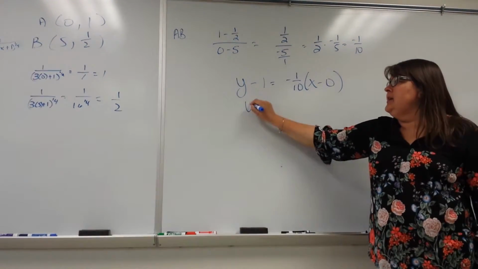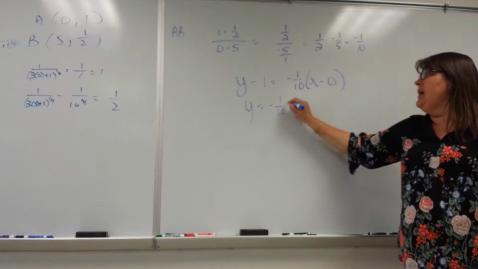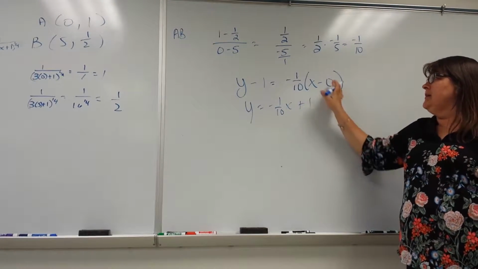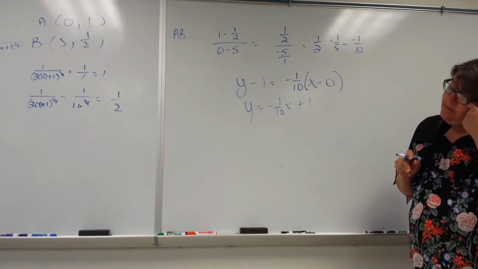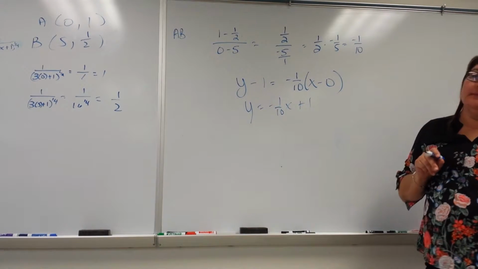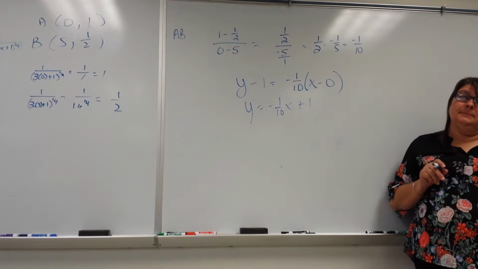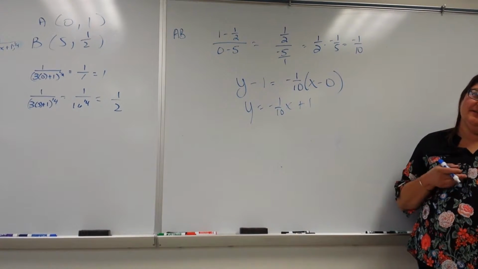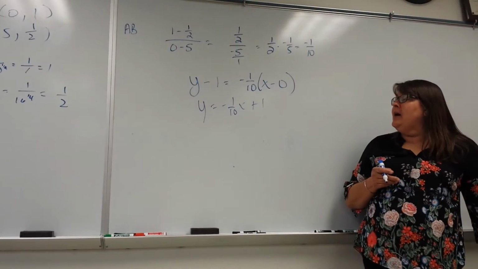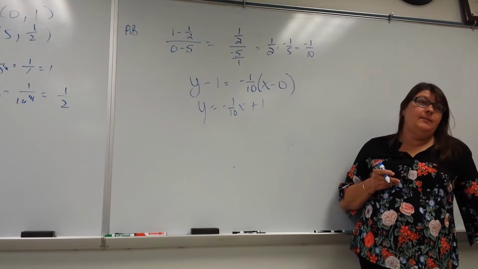So y is equal to negative 1/10 x plus 1, because I multiply the 0 through and add 1. And that's what I was looking for? Yep. So if you plugged any other ordered pair, you would get the same thing. Kind of cool how that works, if you ask me. Okay, so now, are we in a good spot where we found AB?